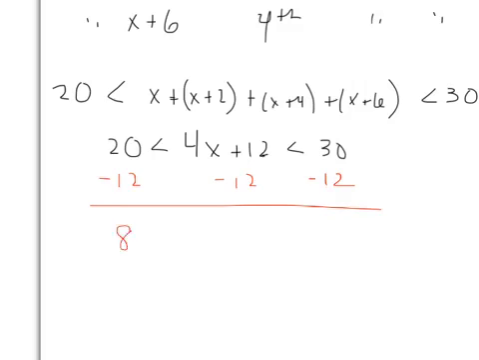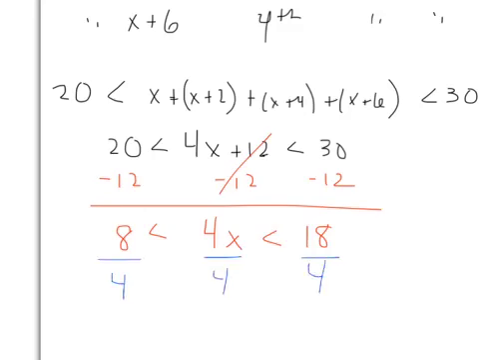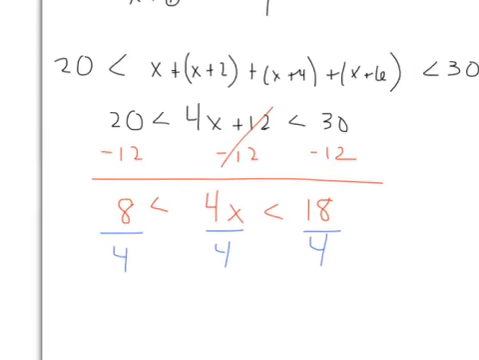20 minus 12 is 8. 4x plus 12 minus 12, those cancel, gives us 4x. 30 minus 12 is 18. Is that clear? So it's like a 3-part equation. Just do everything to all 3. So I would divide by 4 to get rid of this, so I do it for all 3 now. Okay? Because you would divide by 4 to get x by itself, divide by 4 in all 3 cases.